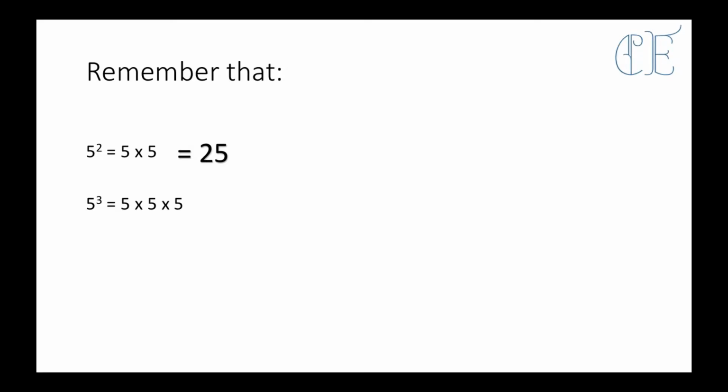5 cubed, the little 3, means that you're going to do 5 times 5 times 5. 3 fives, okay? Not 5 times 3, 5 times 5 times 5. And that gives us 125. 5 to the power of 4 means 5 times 5 times 5 times 5. You get the idea, okay?